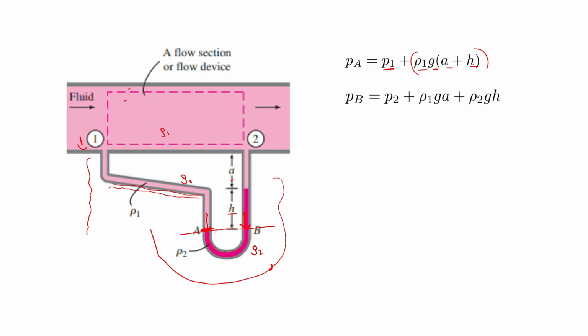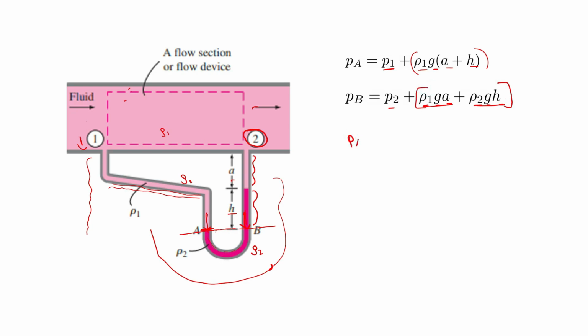And what is PB? PB is equal to P2 plus ρ1 G into A plus ρ2 G into H. See, P2 is the pressure here. This is the pressure here, P2. And there is a liquid column here. This exerts a pressure that is equal to ρ1 G into A. And here also there is a pressure that is equal to ρ2 G into H. So together this is the hydrostatic pressure.